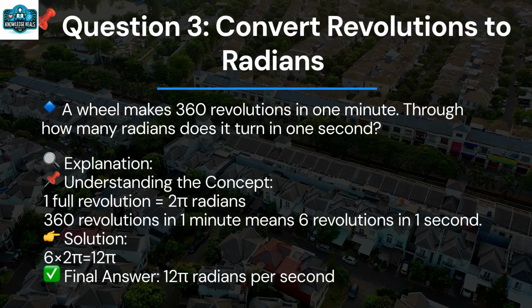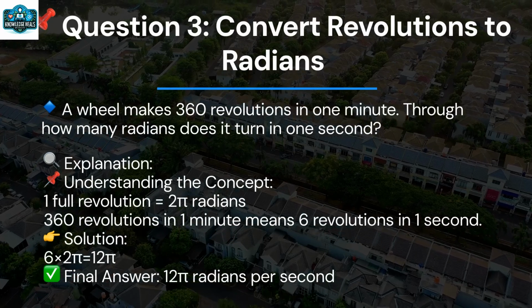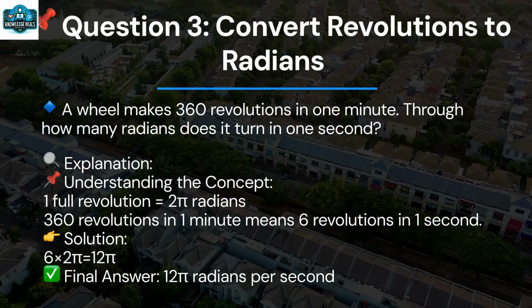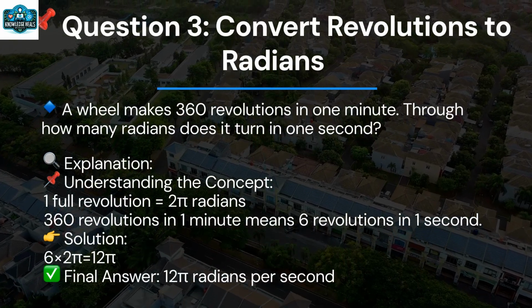Solution. So now it's easy, we can just multiply 6 into 2 pi, which is equal to 12 pi. Final answer, 12 pi radians per second.